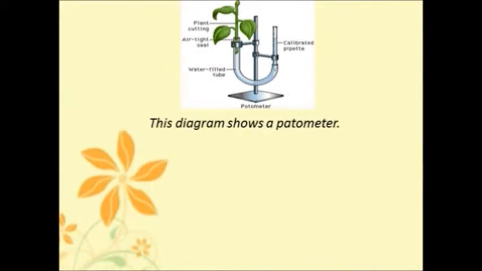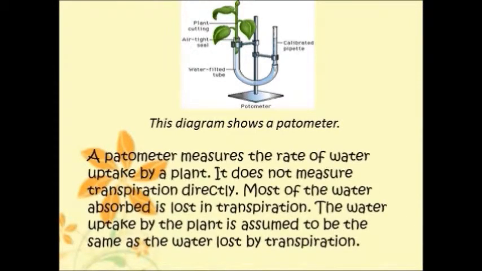Do you know that the rate of transpiration can be measured by using the potometer? This diagram shows a potometer. A potometer measures the rate of water uptake by a plant. It does not measure transpiration directly. Most of the water absorbed is lost in transpiration. The water uptake by the plant is just assumed to be the same as the water loss by transpiration.